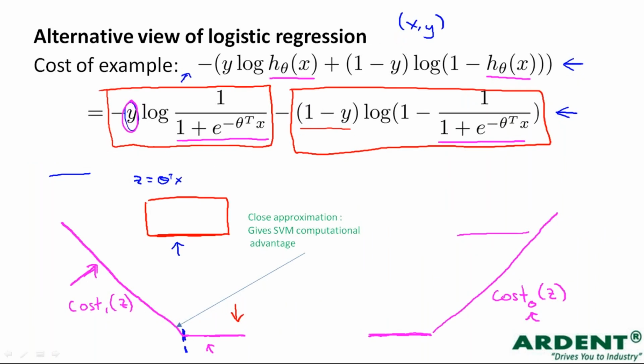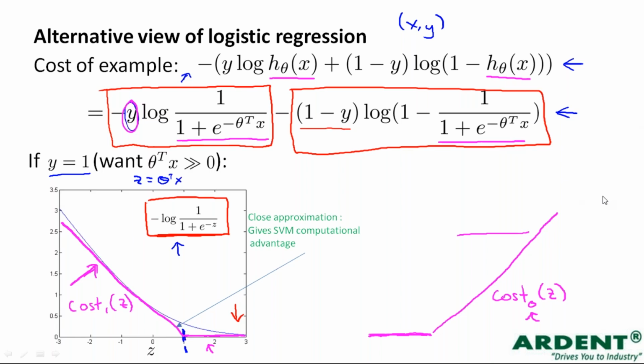Now, it should be less than 0. Alternative view of logistic regression, this was basically when we combined the cost of both. If we look at the close approximation of logistic regression, we can find out the SVM computational advantage. And what is this SVM computational advantage?